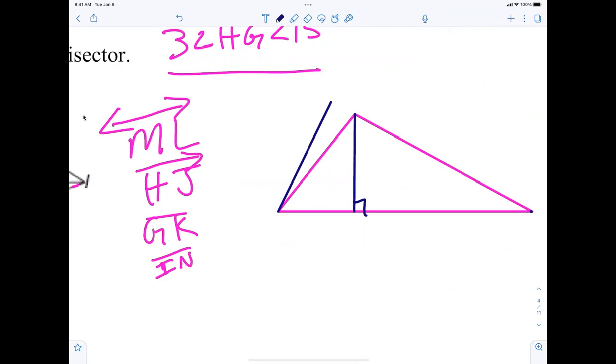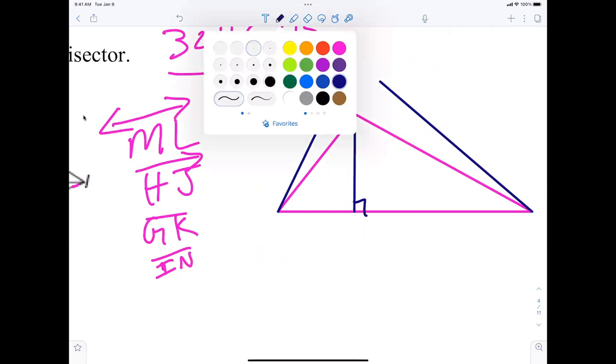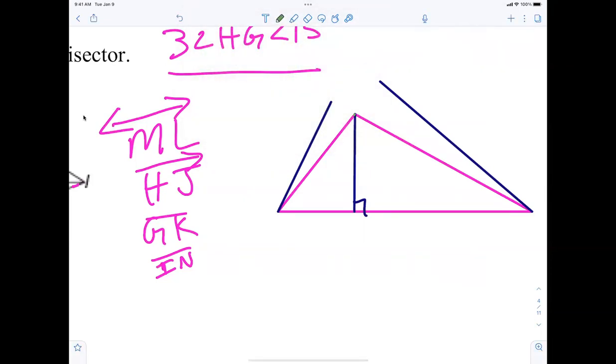And the same with this guy right here. I'm trying to draw something perpendicular to be way over here. Right, so you'd have to extend what? You'd have to extend this out this way, right? And then extend this way, right? You see what I'm saying, right? So those are the altitudes because they form right angles.